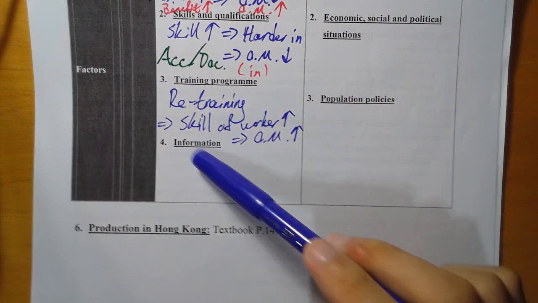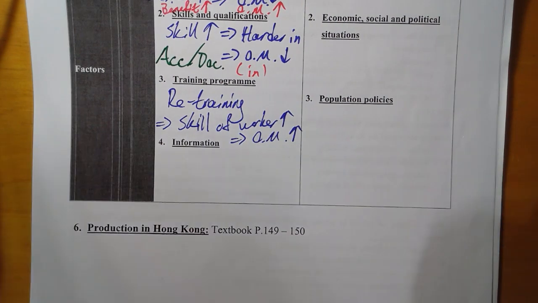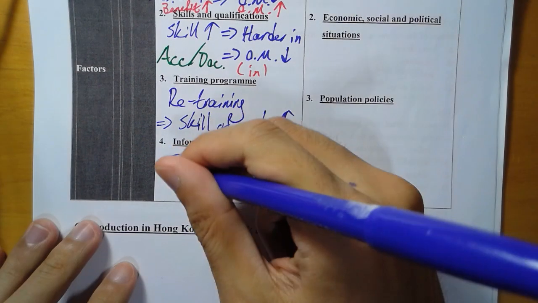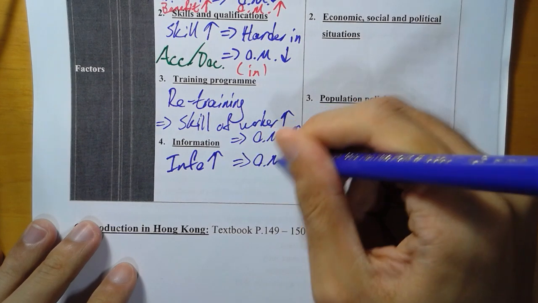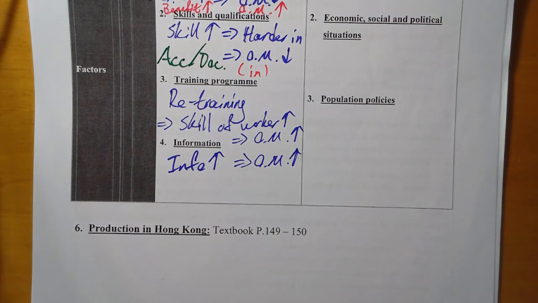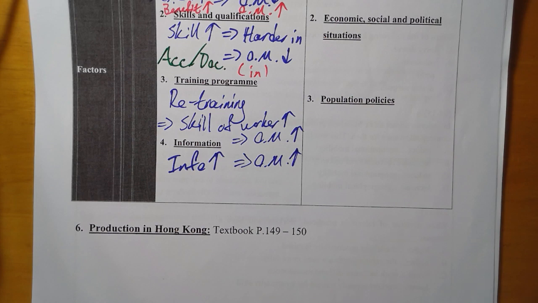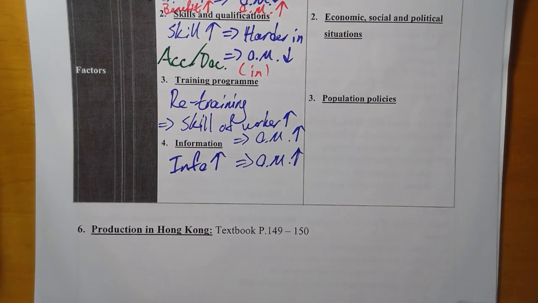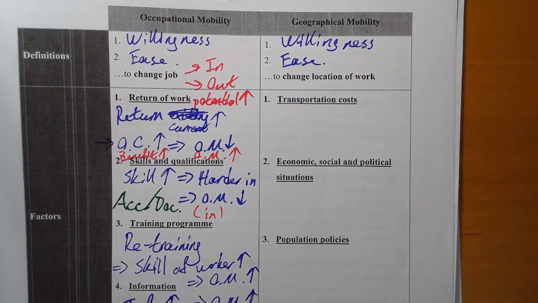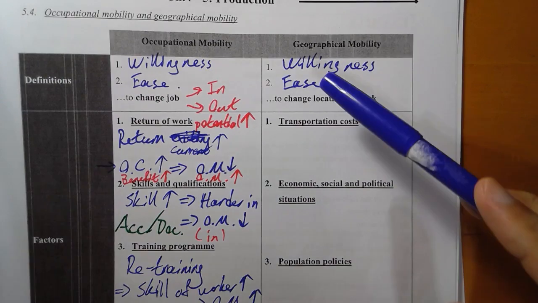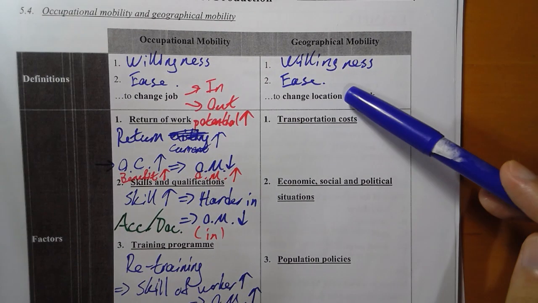Now finally, information. Remember, always with better information, mobility would always increase. 係咪啊？你啊資訊好啲啊，永遠啊都會易啲轉工啦。Always, okay? It is always the same. 得唔得啊？Now finally, geographical mobility. Geographical mobility here. Willingness and ease to change location.